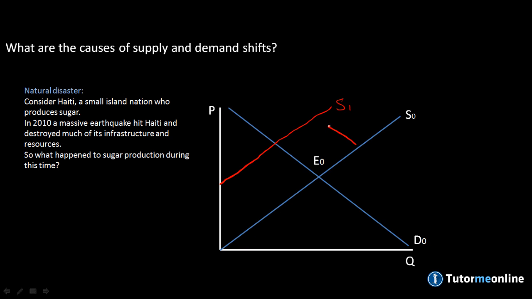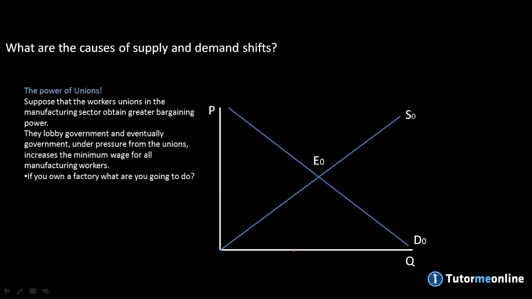So again, S1, indicate our change of direction, put in our new equilibrium, and let's illustrate what happens to the quantity. So we move from Q0 to Q1 and indicate a change of direction. So due to this natural disaster, the production of sugar was reduced, and we can indicate it by a leftward shift of our supply curve.